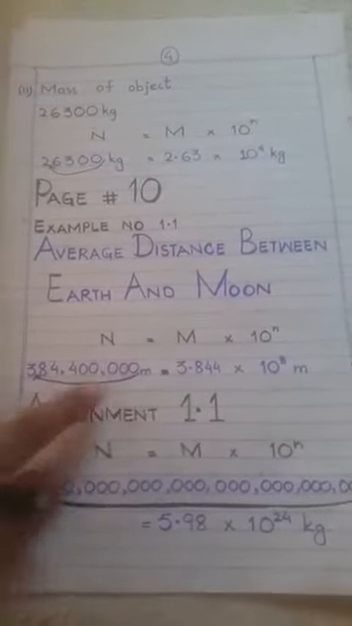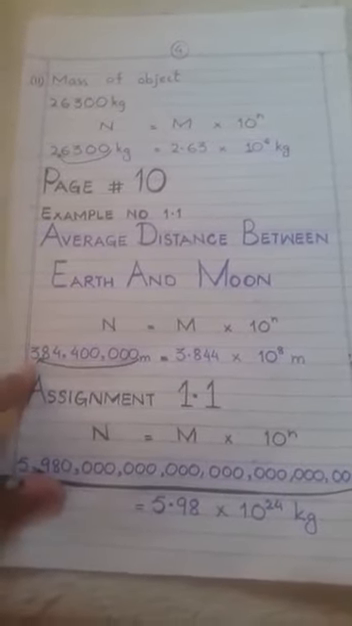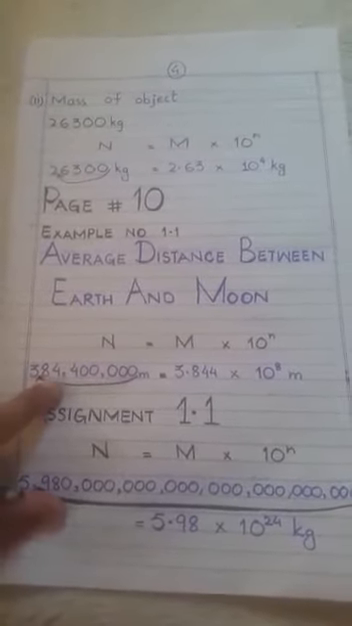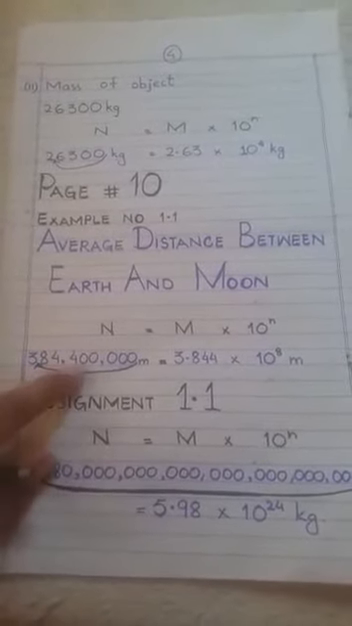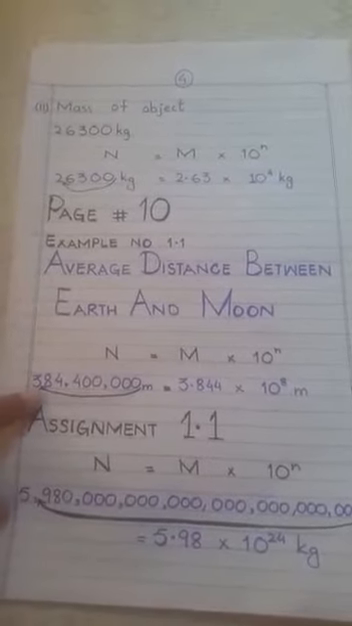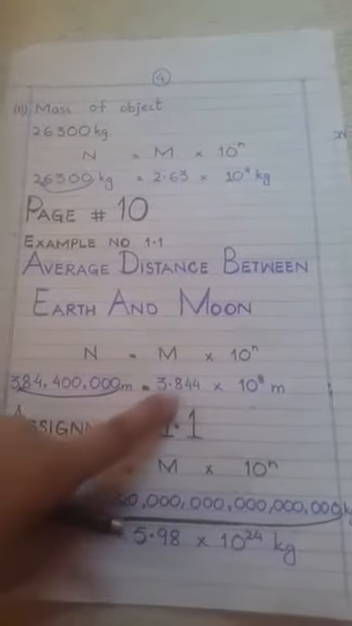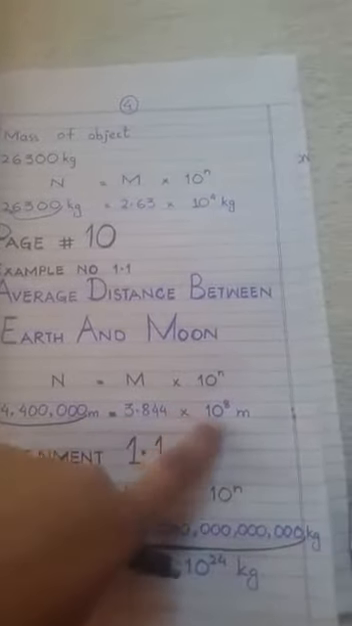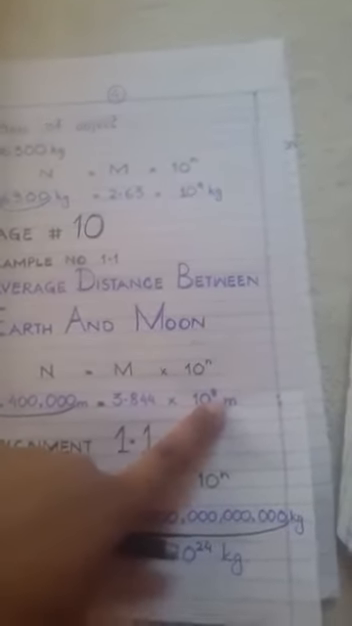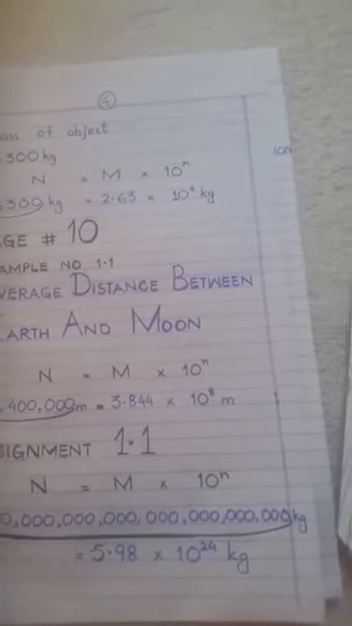So how can we convert it? The decimal will move toward the first non-zero digit. 3 is the first non-zero digit, 8 is the second non-zero digit, 4 is the third non-zero digit, and this 4 is the fourth non-zero digit. So the decimal will be placed after the first non-zero digit. So the new notation is 3.844 into 10 raised to power 8. Again, 8 means the number of digits between the initial position of the decimal and the new position of the decimal.